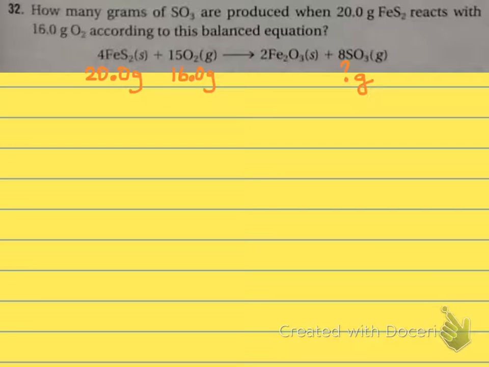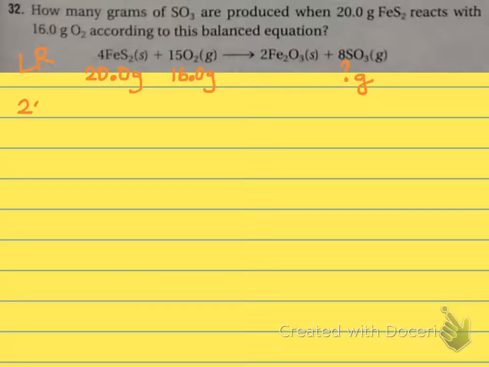Now, it's asking me for the amount of product, and it's given me the amount of reactants. Remember, anytime my problem gives me the amounts of both of my reactants, it's a limiting reagent problem. I first have to figure out which one's the limiting reagent, and then use my limiting reagent to calculate the amount of product. Remember, you have 2 options of how to do this. I'm just going to show you one way. Either way you do it, you still should end up with the same limiting reagent.